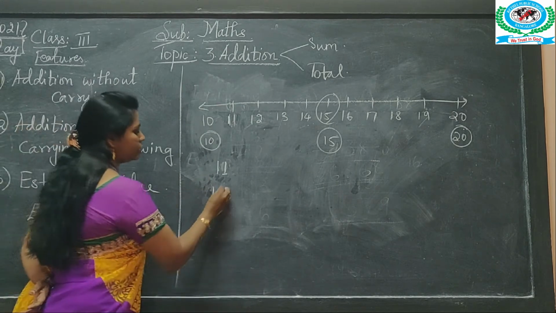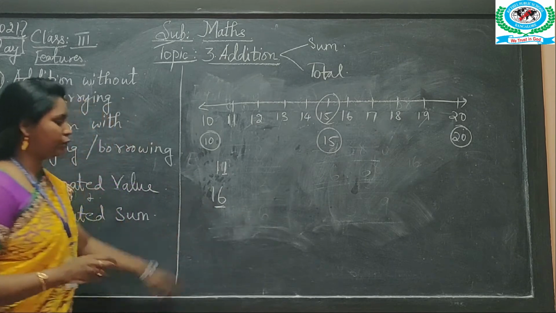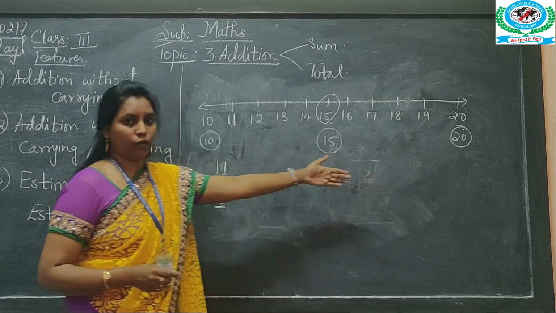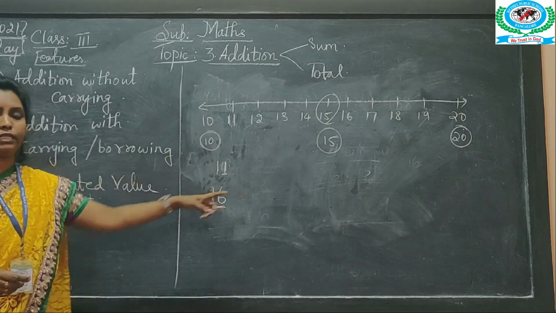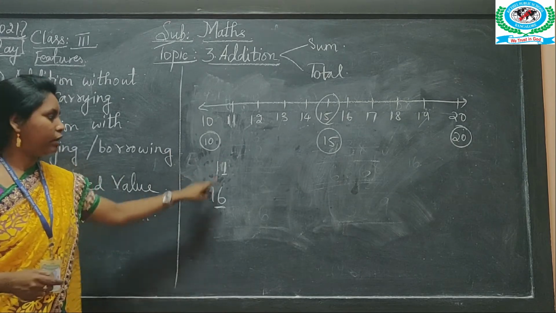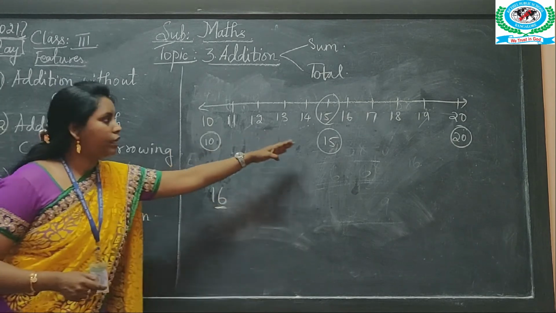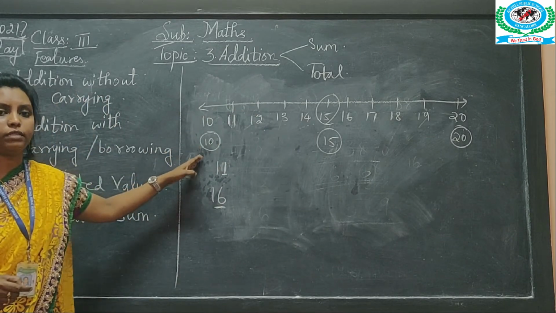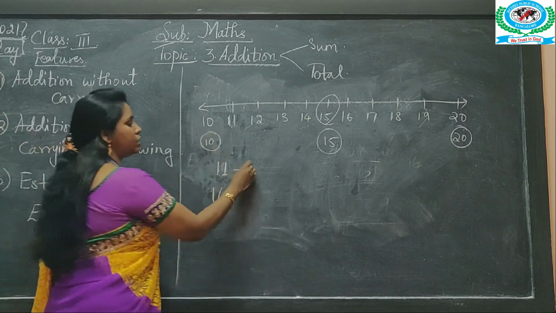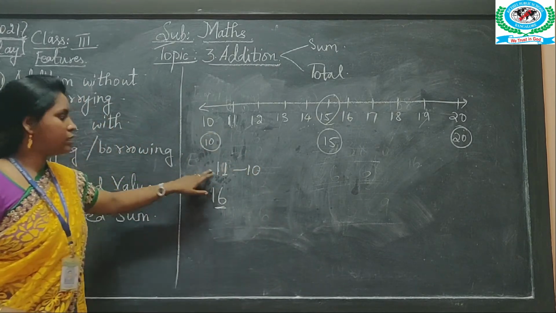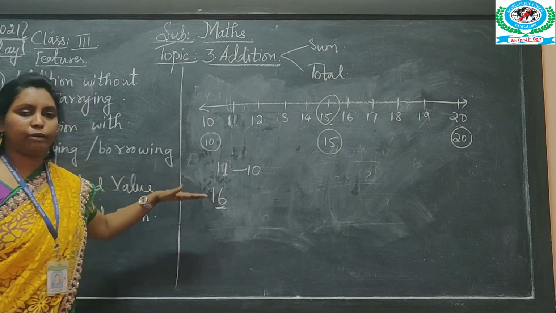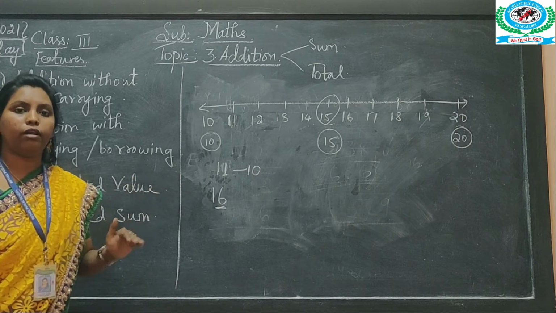Suppose it is 16 and the unit place value is 6, it will fall beyond 15. So that is 20. The estimated value for 16 will be 20 because it is more than 5. Here it is less than 5, so it will go to the nearest place. Which is the nearest place for 11? 11's nearest place is 10. So the estimated value of 11 is 10. Estimated is nothing but the nearest value of a number.